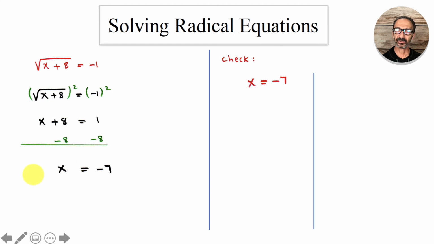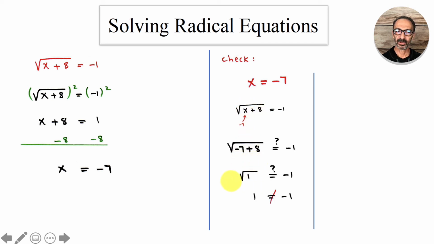Let's check our answer. Go back and plug in -7. 8 and -7 is 1. Square root of 1 is 1. But that's not equal to -1 on the right side. So that's not an accurate answer. We have no solution.